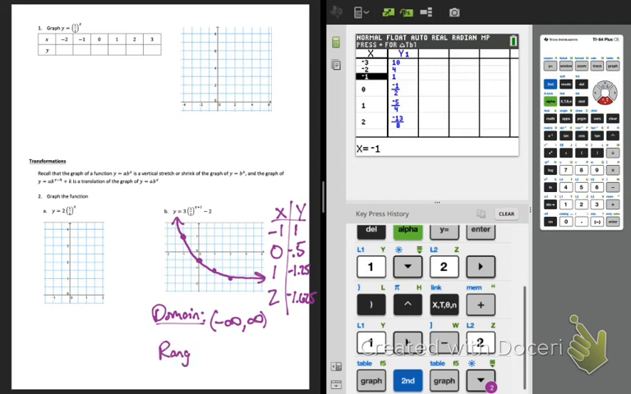And our range, again, this time we have something being added or subtracted to it. We see the subtraction of 2. So that's where, again, if you were to scroll through your table, you'd get really, really close to negative 2 on the y scale, but the graph doesn't technically hit it. So it's going to start at just above negative 2 and climb all the way to positive infinity.